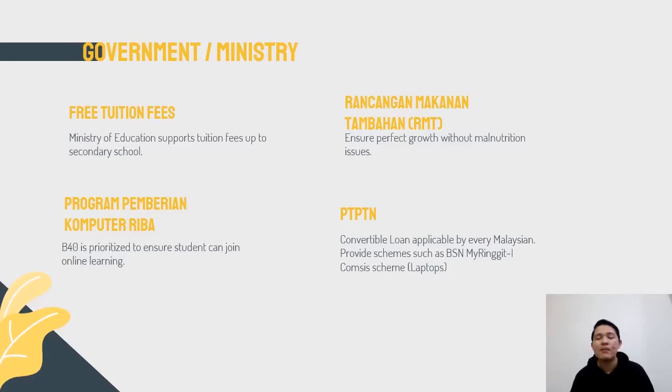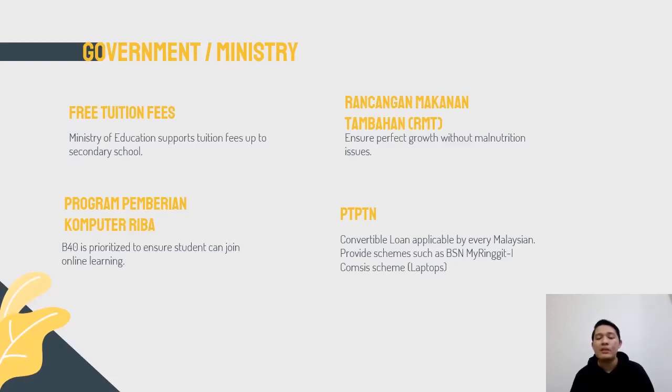Second, Rancangan Makanan Tambahan RMT, which provides nutritious food to students in school. This is to ensure perfect growth without malnutrition issues. Third, Program Pemberian Komputer Riba for students in school. This is to ensure every student can join online learning, especially during this pandemic.